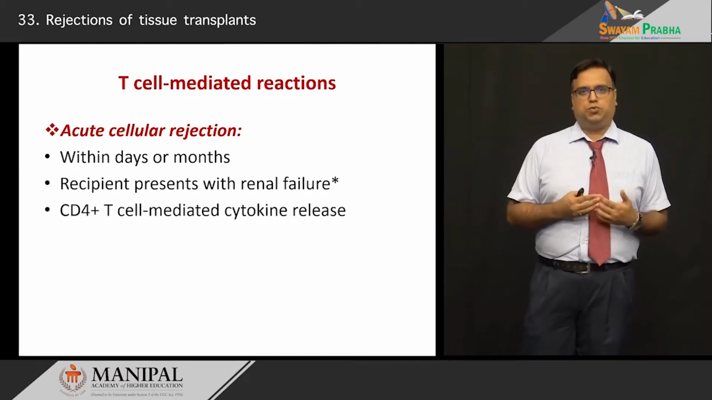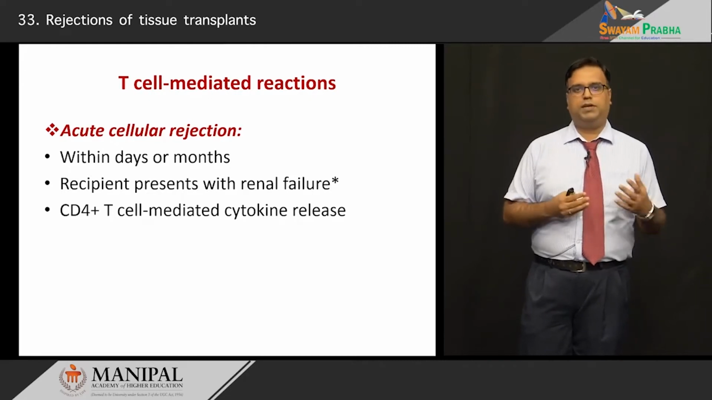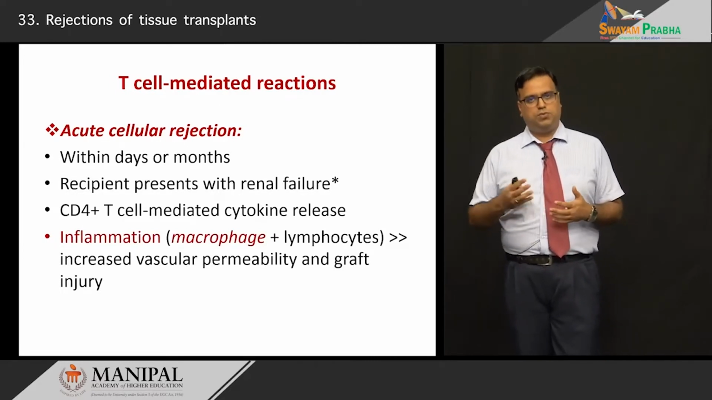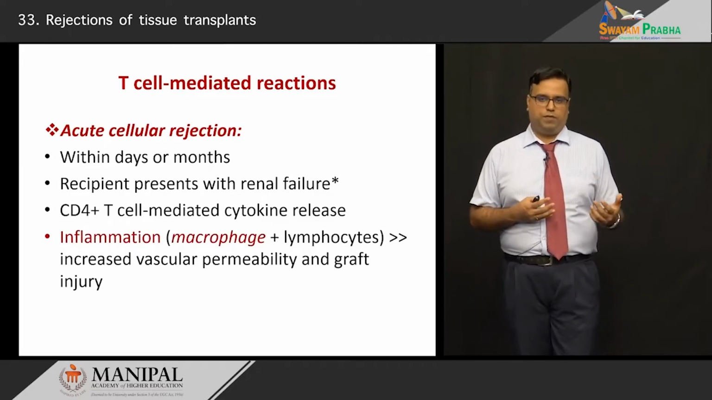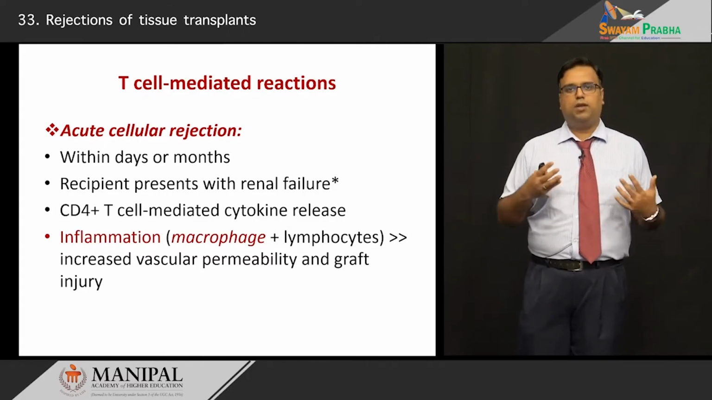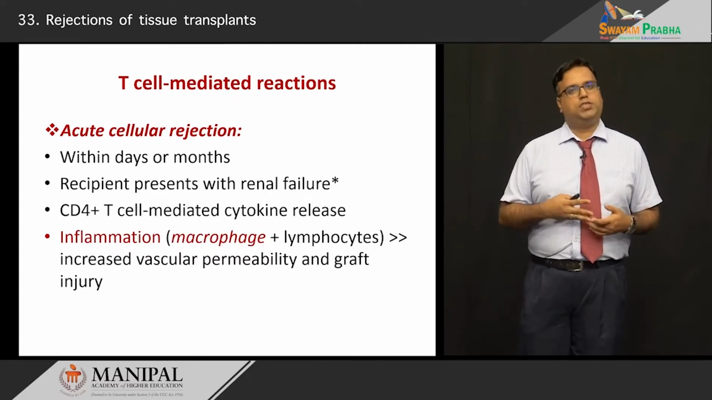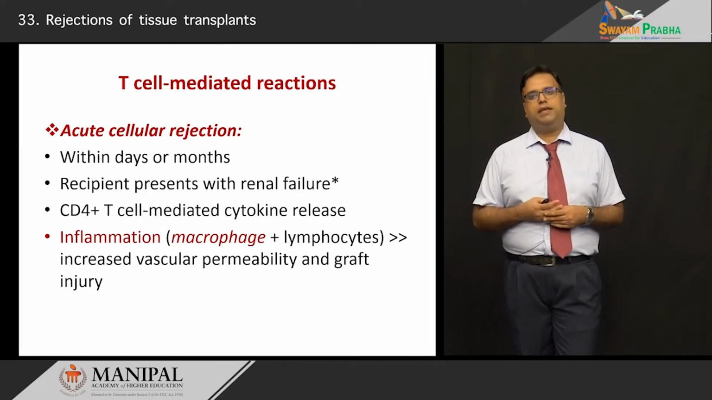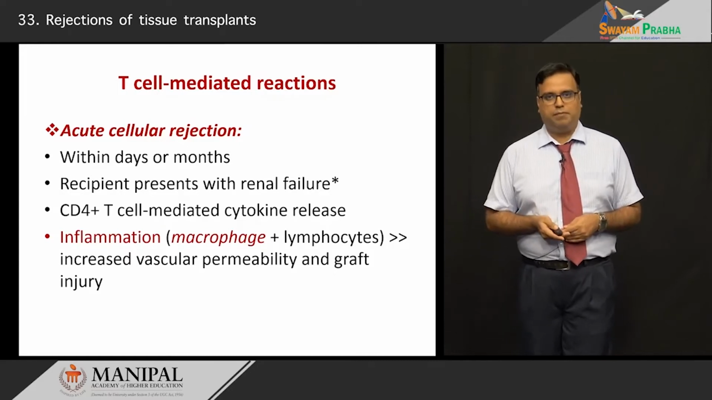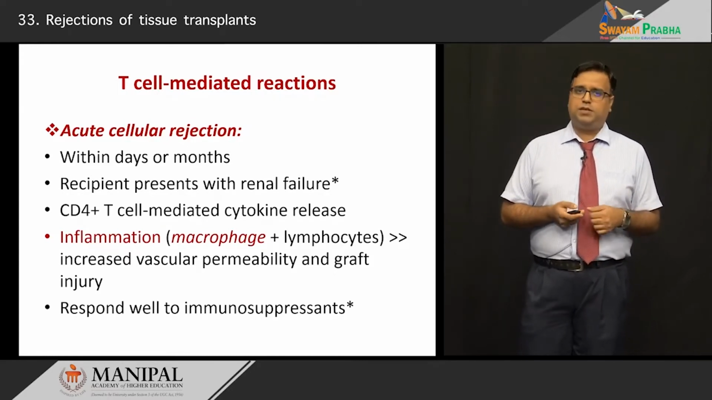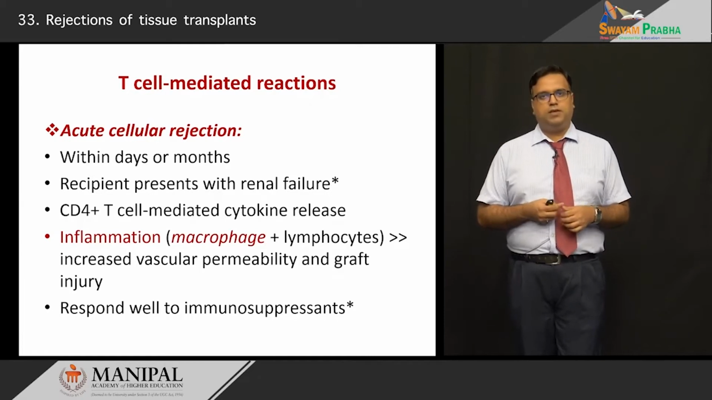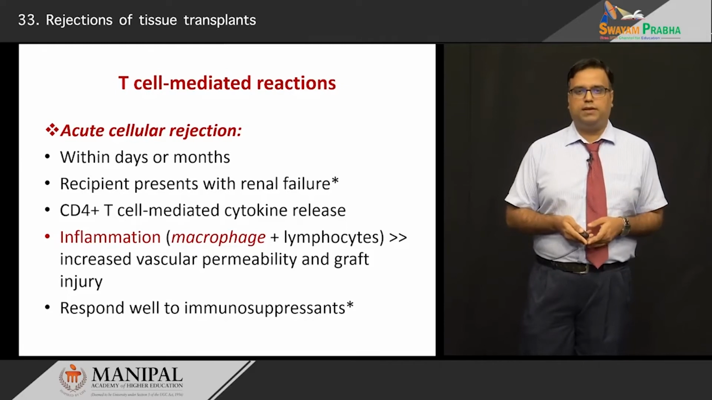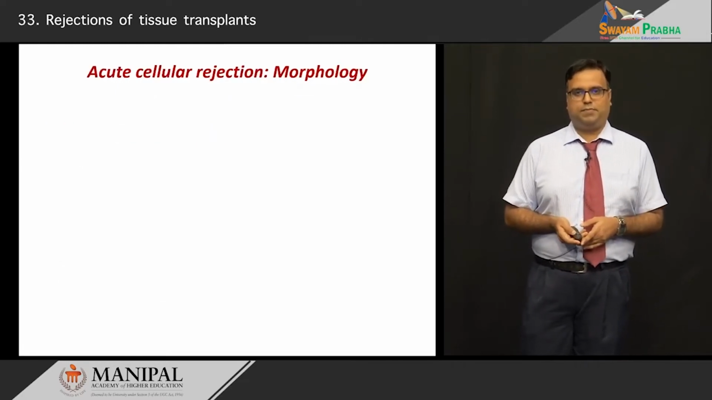If you want to pin the blame here, you have to blame it on the CD4 T cell mediated cytokine release. And overall, what does it do? It results in activation of the macrophages and lymphocytes, bringing in a lot of pro-inflammatory mediators, which increase vascular permeability and result in graft injury. But these patients respond very well to immunosuppressants. Should you be sharp enough to institute these drugs immediately, you can counter acute cellular rejection mediated by T cells.